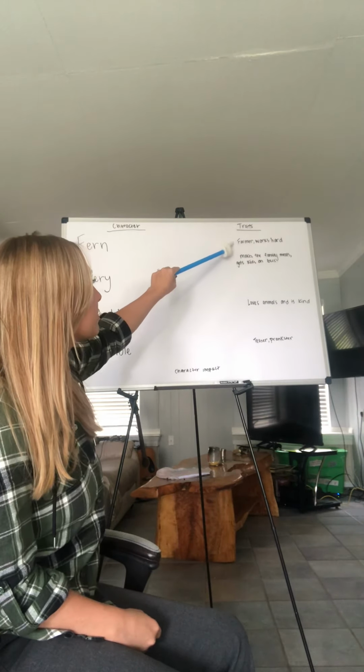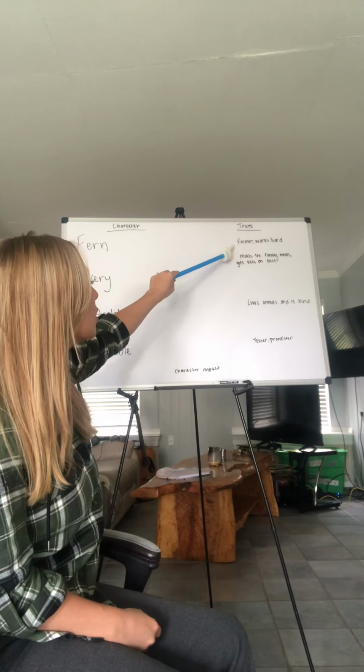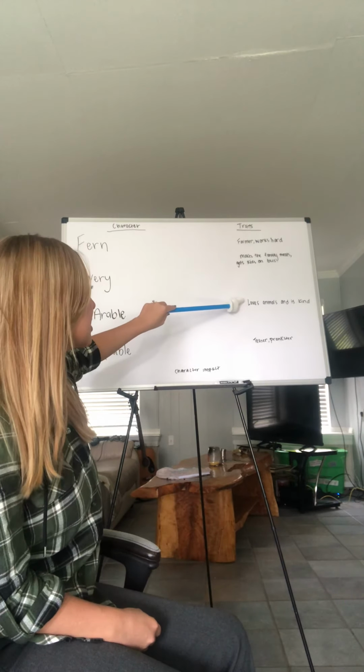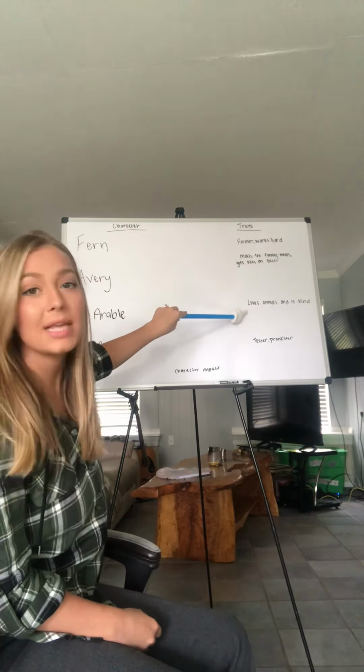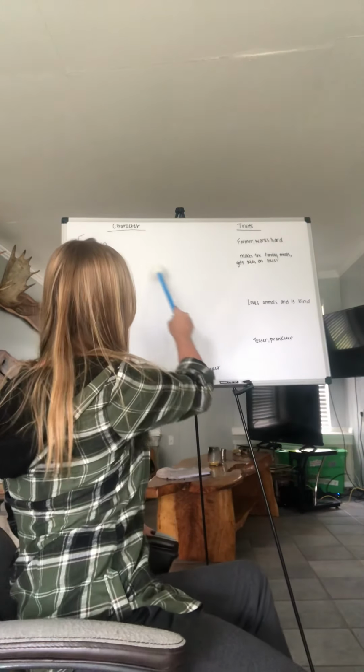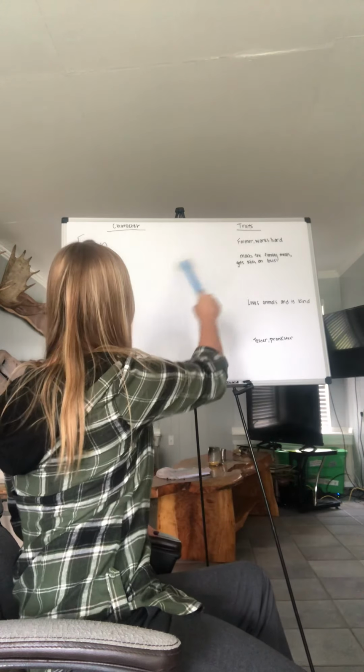Now to the right of the worksheet, you guys will see different descriptions or traits. So we have someone that's a farmer, works hard. We have some over here that says this person loves animals and is kind. So as you guys can see, there's characters on one side and their traits on the other. Now I want you guys to draw lines in which they match to the correct traits.